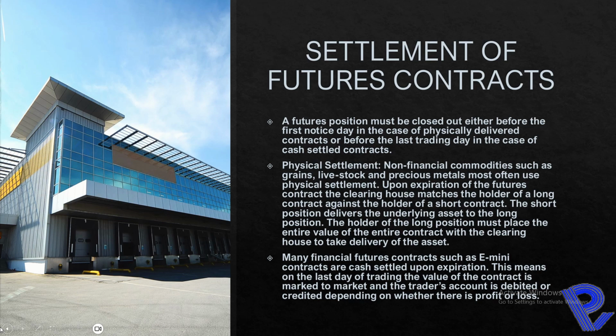The holder of the long position must place the entire value of the contract with the clearinghouse to take delivery of the asset. Many financial futures contracts such as the E-mini futures are cash settled upon expiration. This means on the last day of trading, the value of the contract is marked to market and the trader's account is debited or credited depending on whether there is profit or loss.